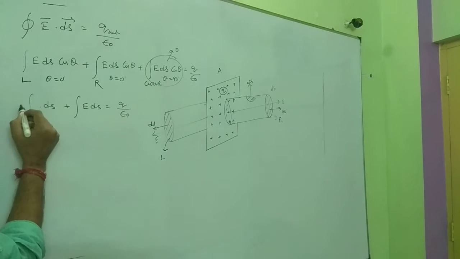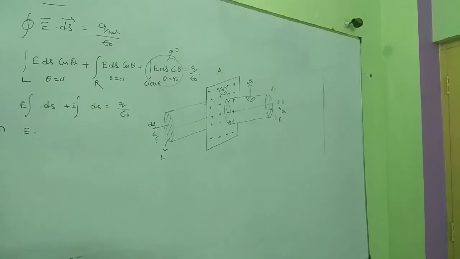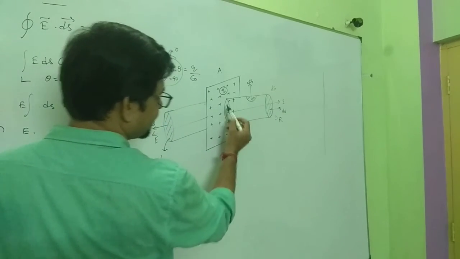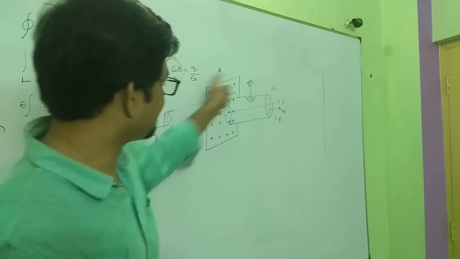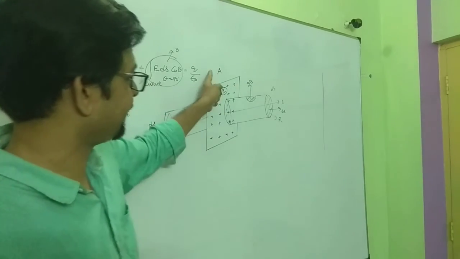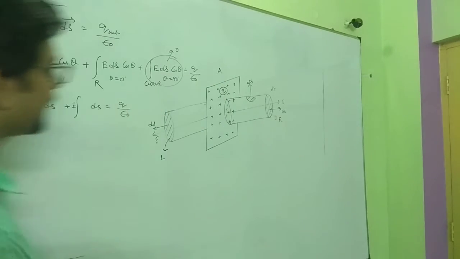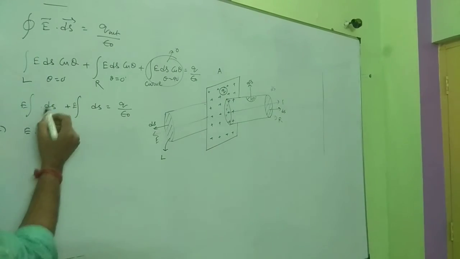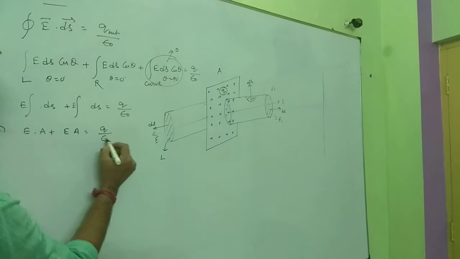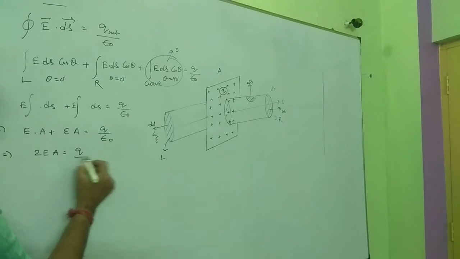So now E is taken out, here also E is taken out. So E into integration of ds. Now because this area is ds, this area is also ds. So if you integrate over the entire area, ultimately we will get A, because the entire area of the thin sheet is A. On that side also it will be A, so it will be EA, plus on that side also it is EA, and that is equal to q by epsilon 0. So it will be 2EA equal to q by epsilon 0.